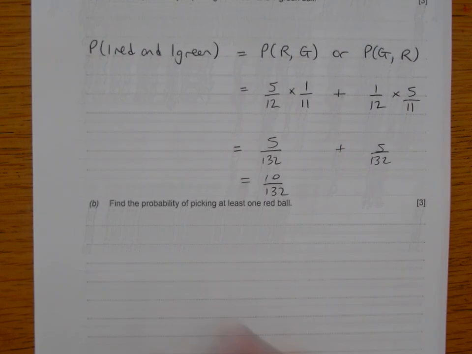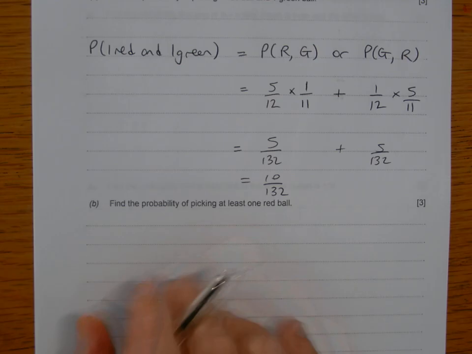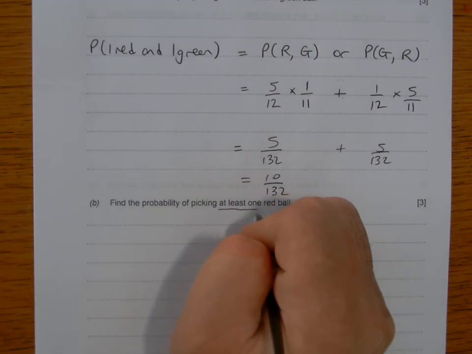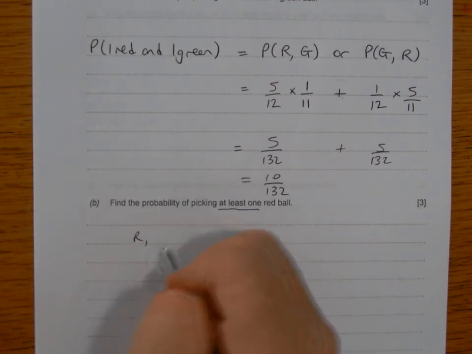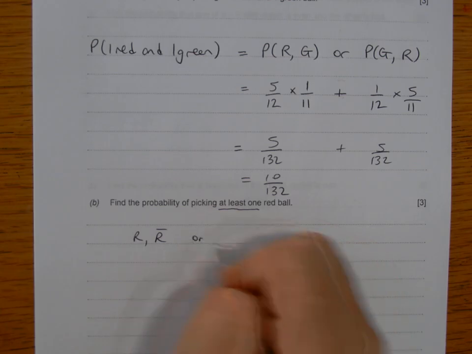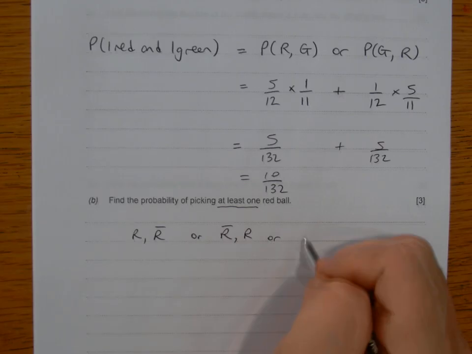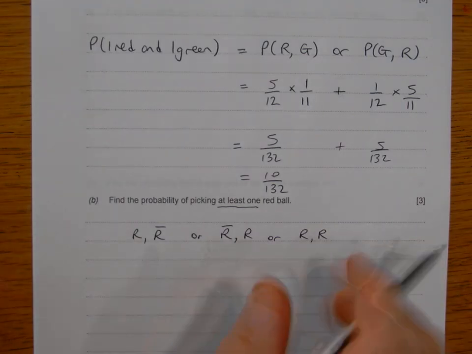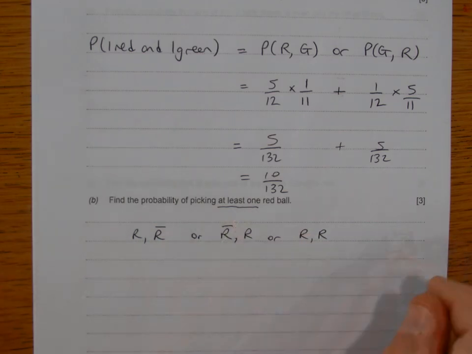Then it says find the probability of picking at least 1 red ball. So remember where we've seen this before, at least 1 red ball. So it could be red, not red, and that's one option. Or maybe the first one is not red, second one is red. Or they both could be red. That's a lot of work, okay? And sometimes we might need to do a lot of work in these questions.